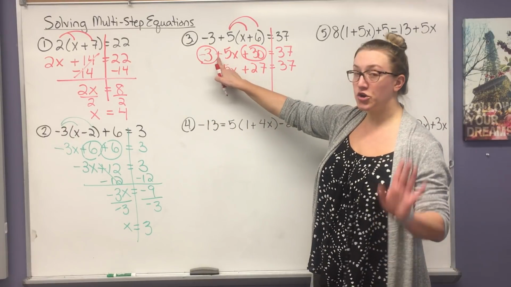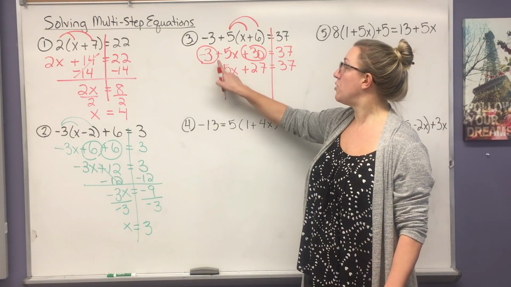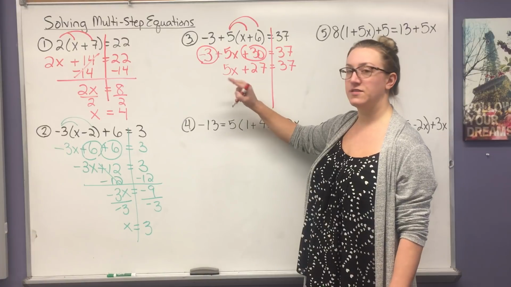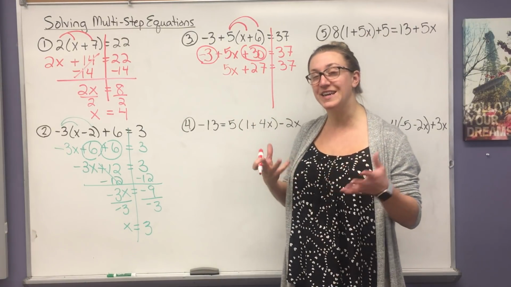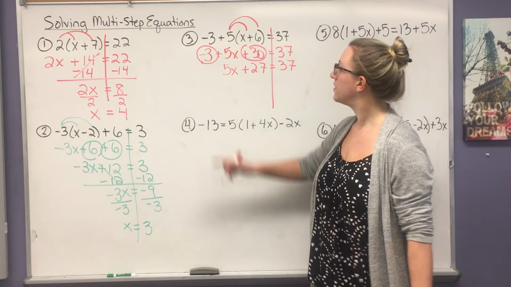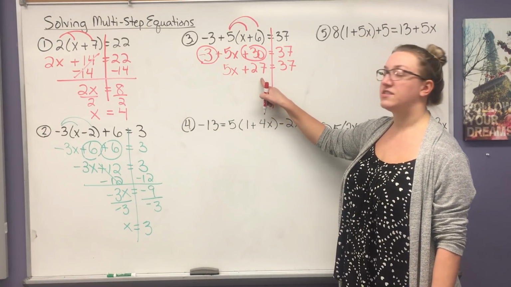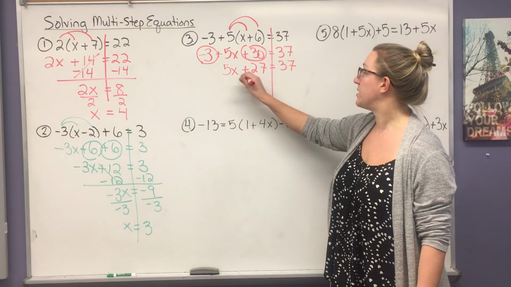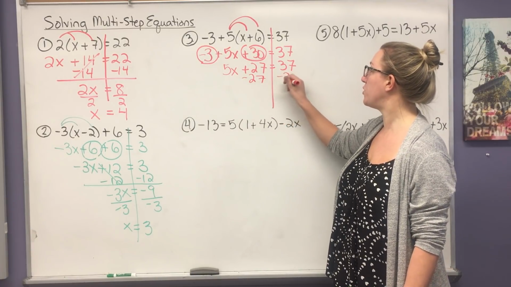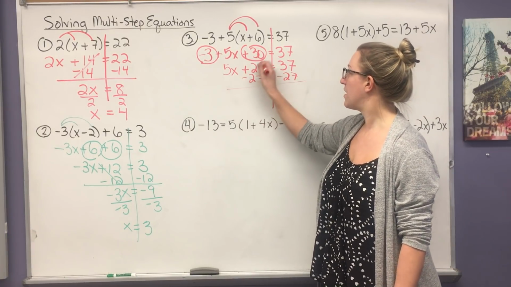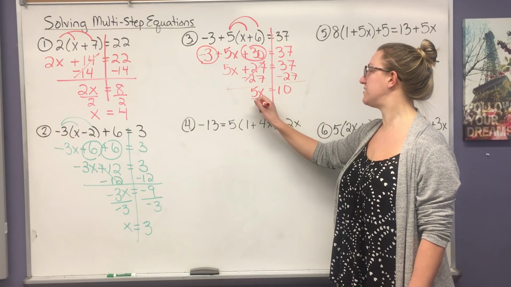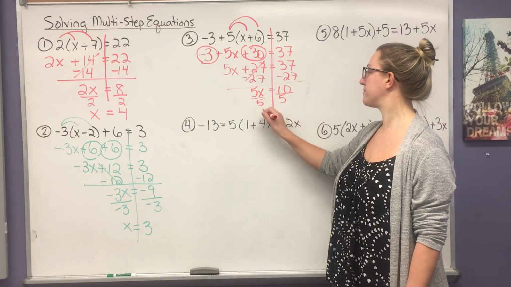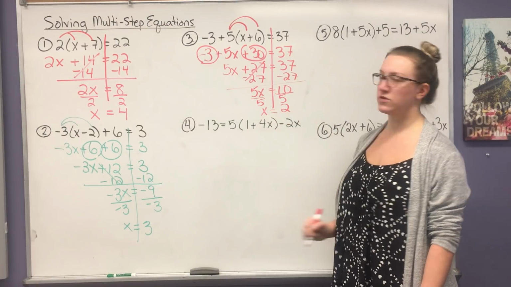I cannot ignore the positive, but I know that a positive 5x is the same thing as just saying 5x, which is why I left the sign behind, because it is still there, it's just invisible. But I do have this positive 27 that now I have something to do with. I'm going to subtract it from both sides. I'm left with 5x equals 10, and then I divide by 5. And x is equal to 2.